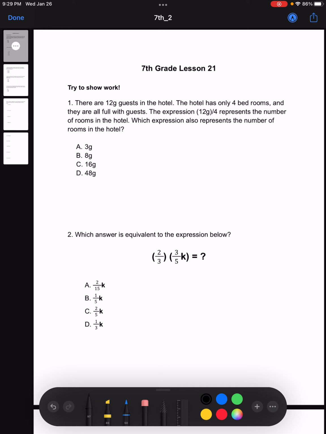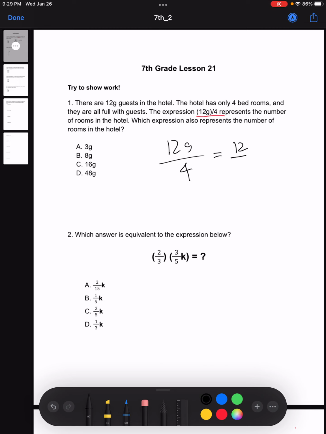Let's get started with number 1. There are 12 G guests in the hotel. The hotel has only 4 bedrooms, and they are full with guests. The expression 12G over 4 represents the number of rooms in the hotel. Which expression also represents the number of rooms in the hotel? We are given an algebraic expression, 12G divided by 4.